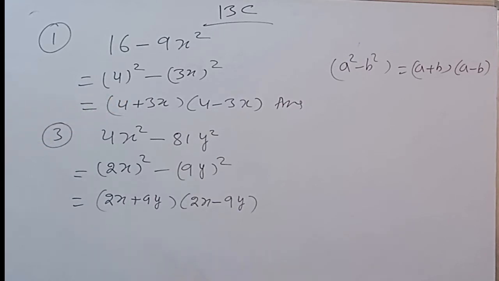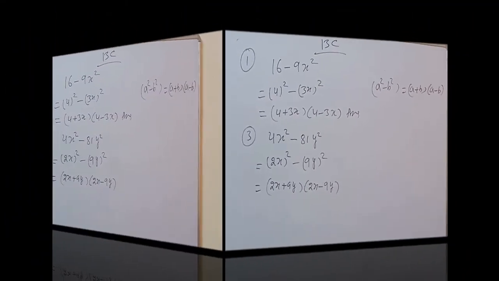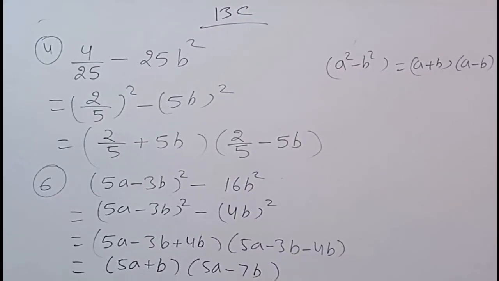Similarly, we will do 4x² minus 81y². We can write it as (2x)² minus (9y)². So use the formula a² minus b², that is (2x plus 9y)(2x minus 9y). So in that manner you can do questions number 1 and 3. Children, I am taking question number 4.